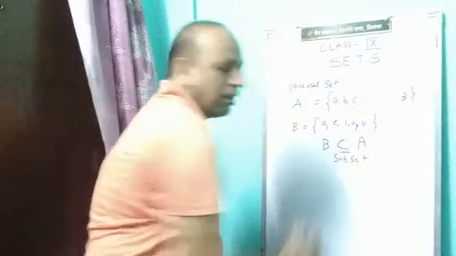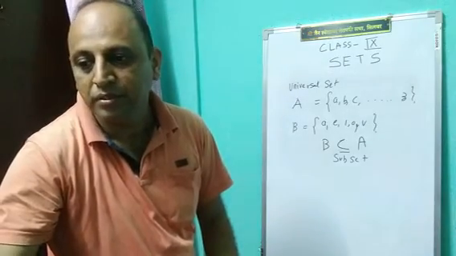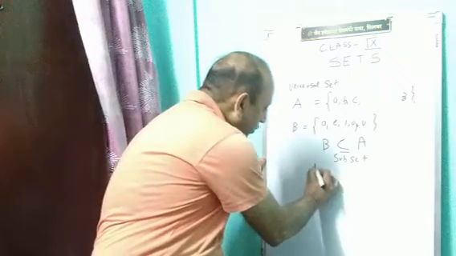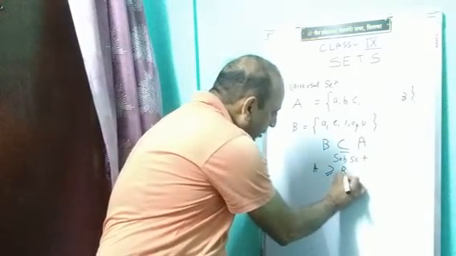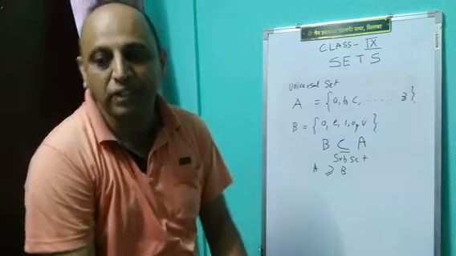Symbolically, it is written as B is a subset of set A. In reverse, we can say A is a superset of B. Since A contains extra elements, A is called the superset of B.